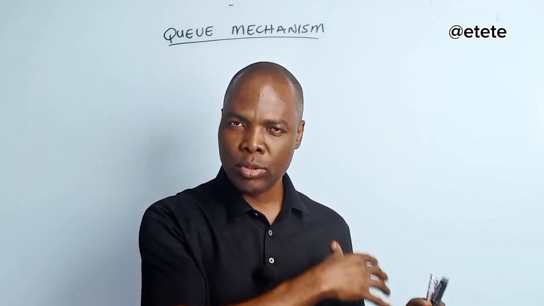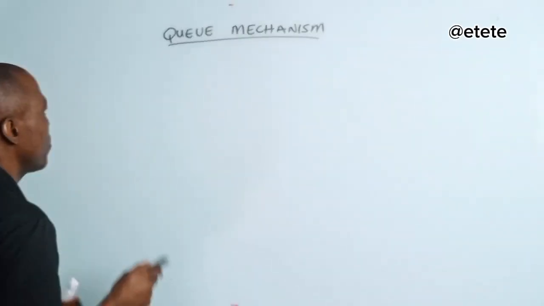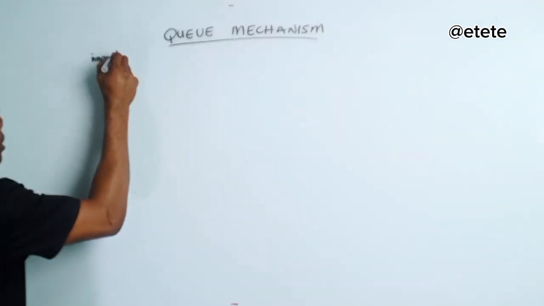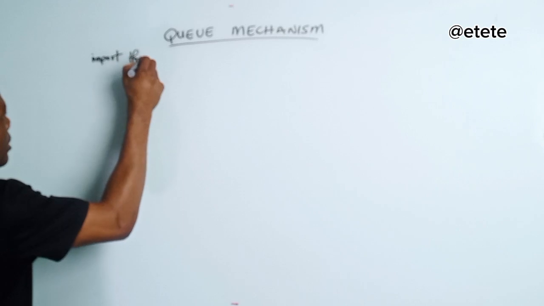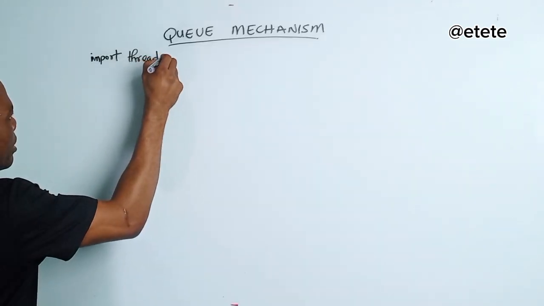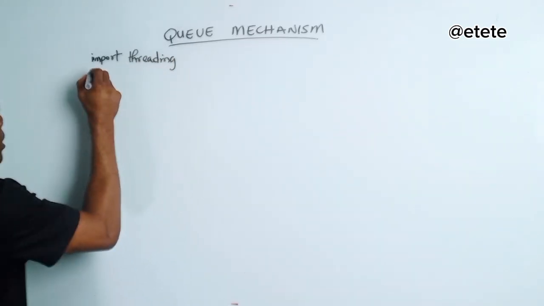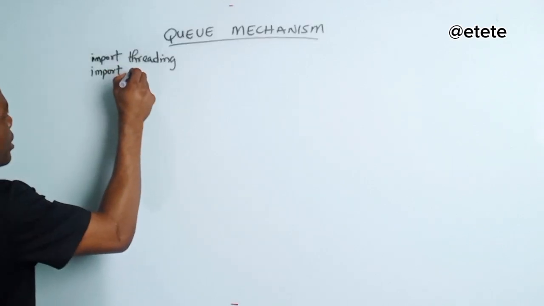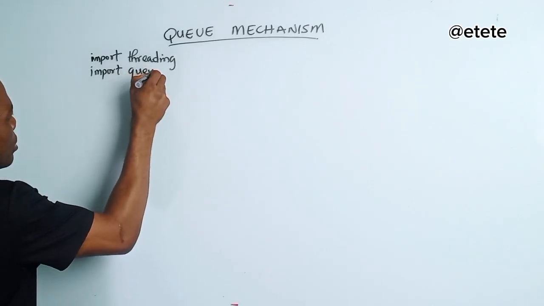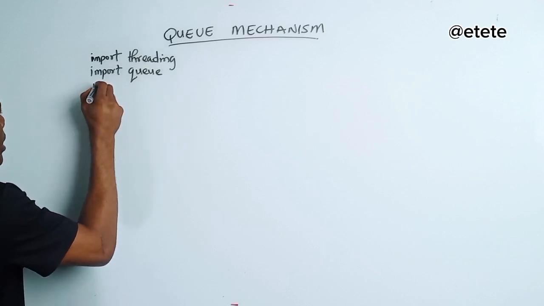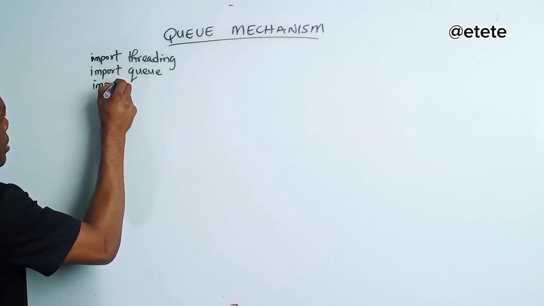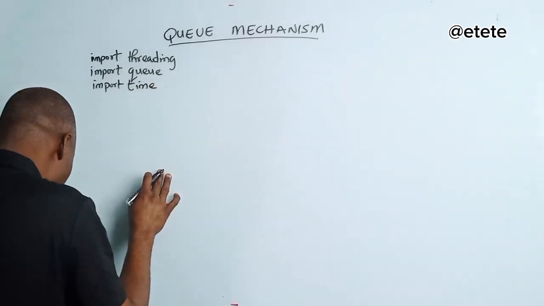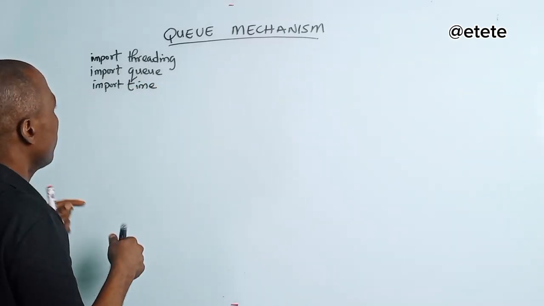Let's write a program to demonstrate that. So the first thing that we'll do is import threading. Then I'm also going to import the queue module, and then I'm going to import time, because I will need to simulate for a while. So I'm also going to import time.